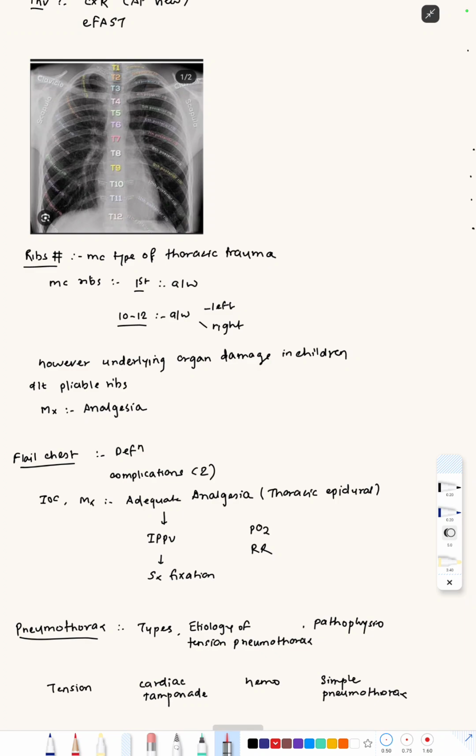Now, however, underlying organ damage is generally found in children because their ribs are pliable. Management is adequate analgesia. You don't have to do strapping of the thorax region.